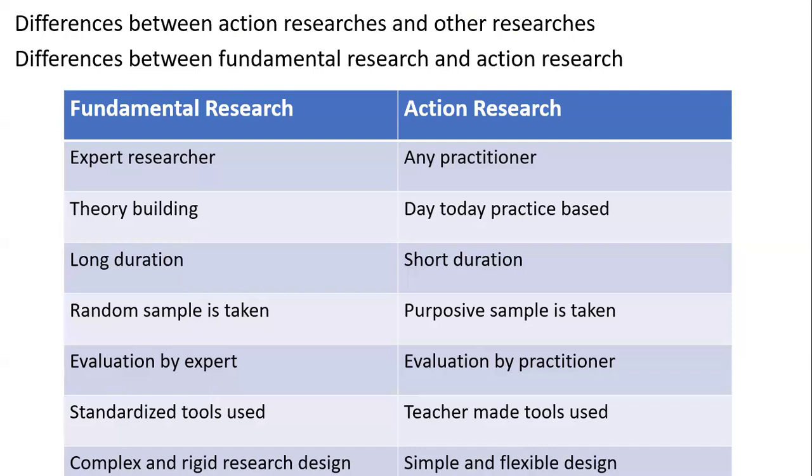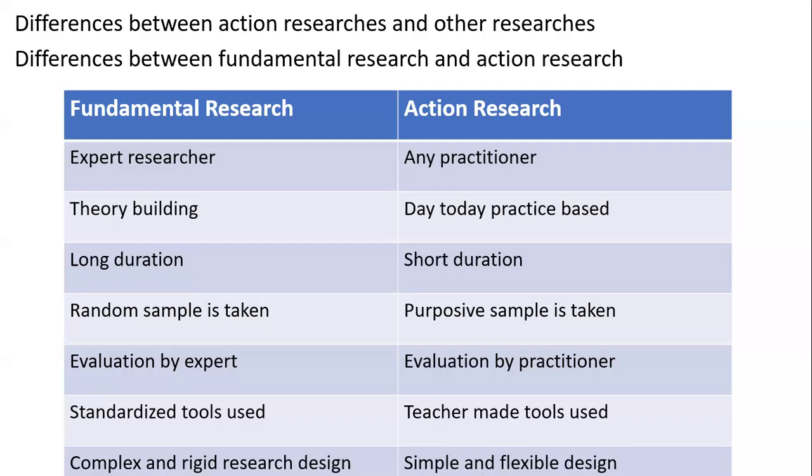Then fundamental research uses a random sample. Random means they randomly select some people, but here we have a purpose. That means you have observed that 7 students can't read, so we have selected all these 7 for a purpose, which is called purposive sampling. Then evaluation by experts: these researches are evaluated by experts, but here it is evaluated by the practitioner him or herself. So we plan, we implement, we observe, we then reflect. Sometimes you can have a pre-test and post-test, and then you can compare the marks.